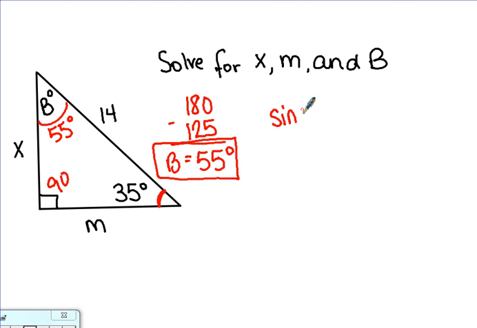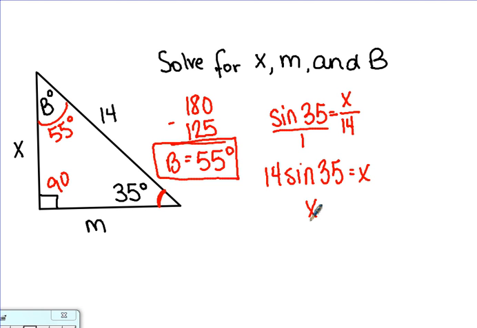So I'm going to say the sine of 35 is equal to the opposite, which is x, over the hypotenuse, which is 14. We solve these by cross multiplication. So 14 times the sine of 35 is going to be equal to x. If we type this into our calculator correctly, we should get that x is equal to 8.03.